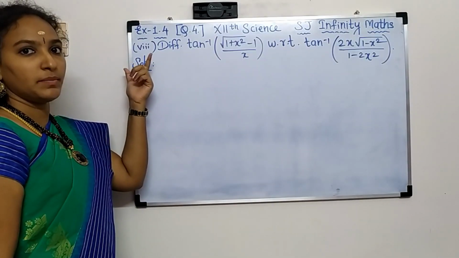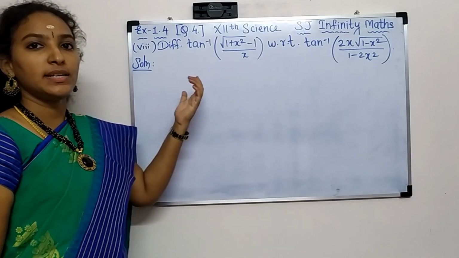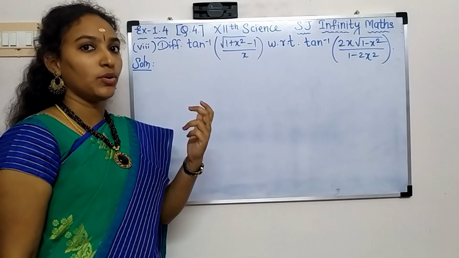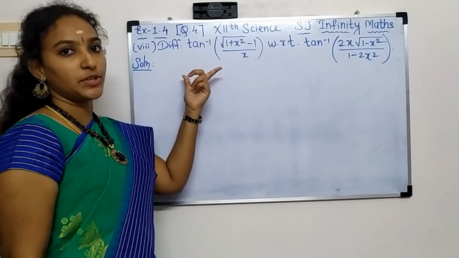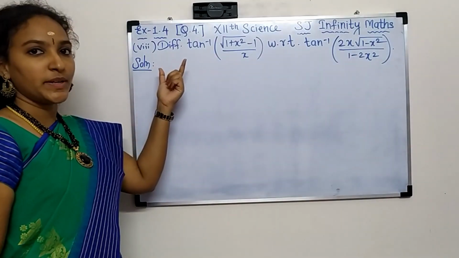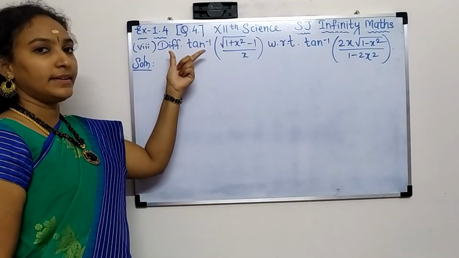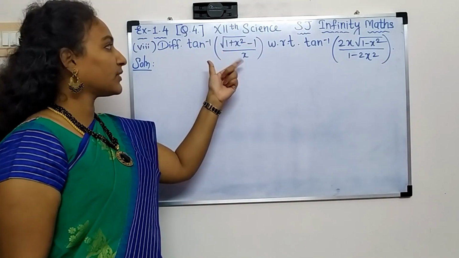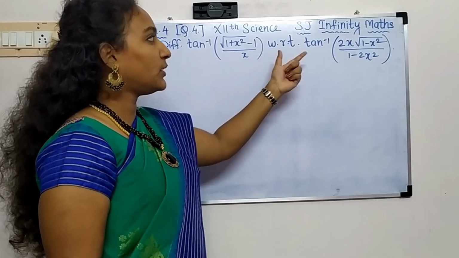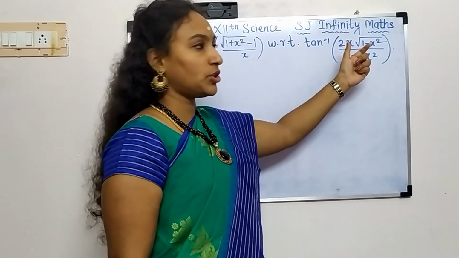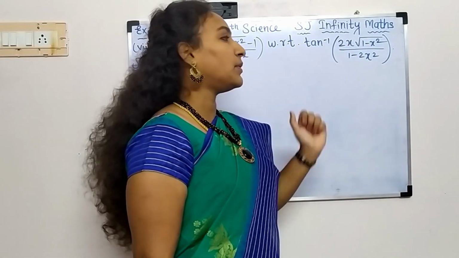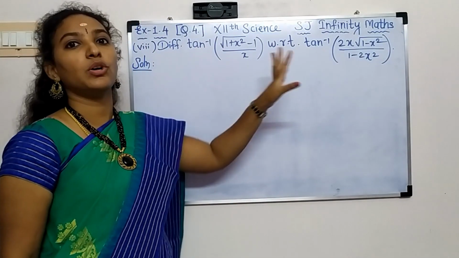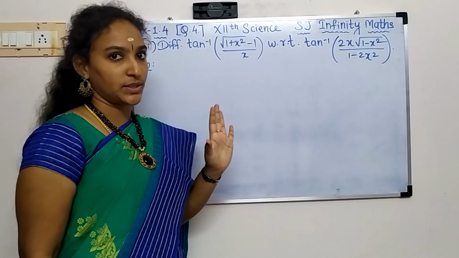Now see question number 8. The question is easy to solve, but we need to practice more to know what to substitute in the question. So the question is, differentiate tan inverse root of 1 plus x square minus 1 upon x with respect to tan inverse 2x root of 1 minus x square upon 1 minus 2x square. We have to understand what to put in this type of questions.